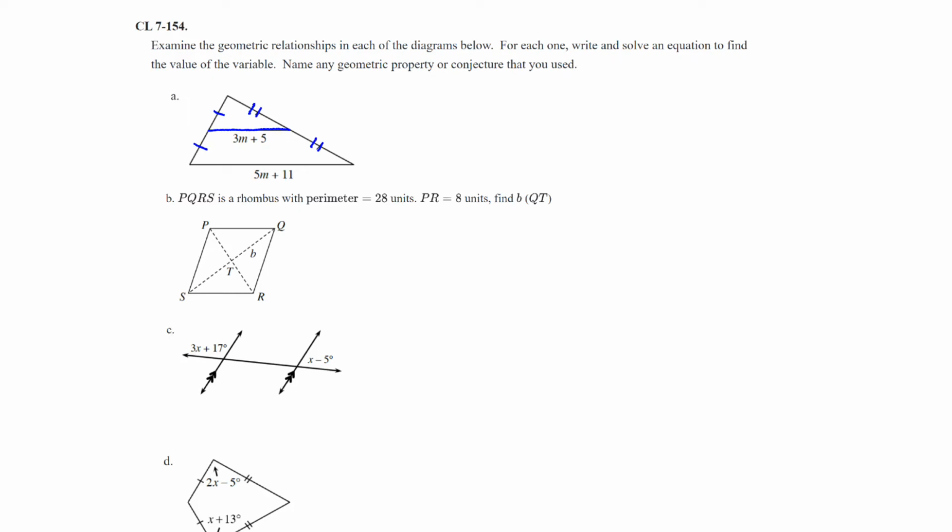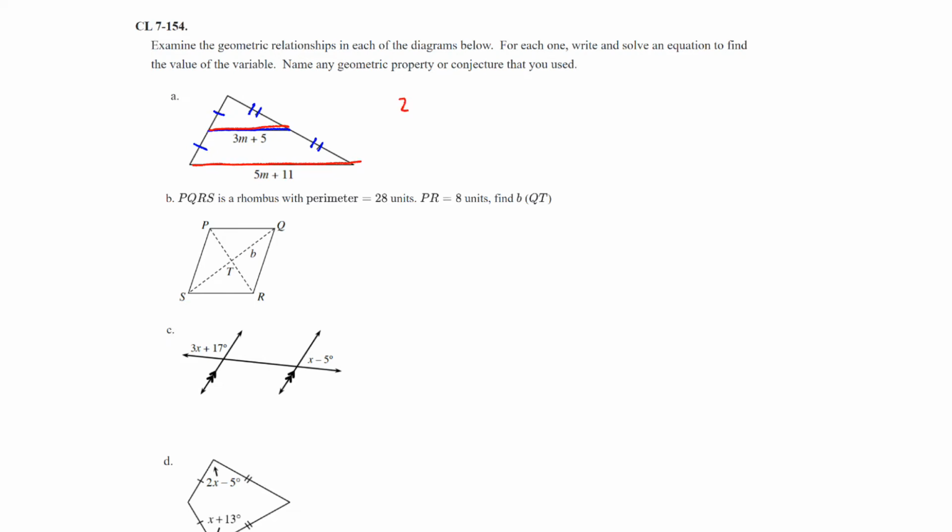So we know that this triangle is similar to the overall bigger triangle by twice the size, because this length is half of the full length. So this side, 3m plus 5, has to be half of 5m plus 11, because the triangles are similar, so they have the same ratio.